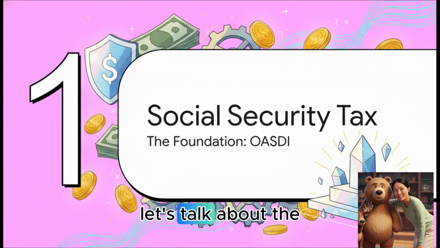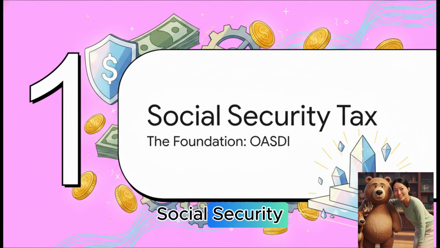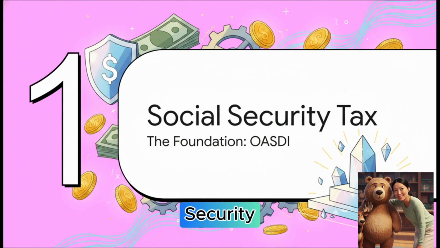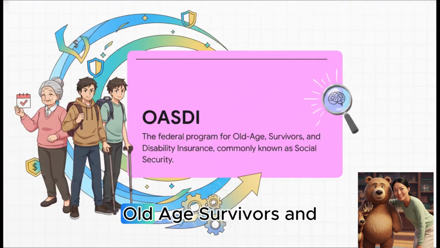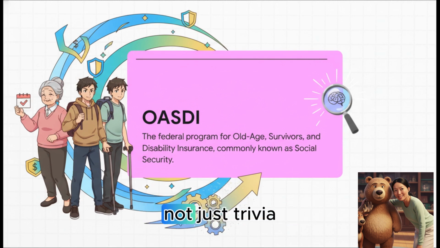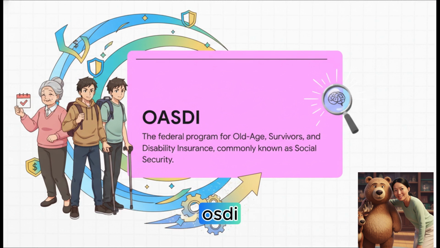First up, let's talk about the cornerstone of federal payroll taxes, Social Security. Now, on the exam, you're not always going to see it called Social Security. You need to know its official acronym, OASDI. Knowing the full name, Old Age, Survivors, and Disability Insurance, is really crucial. It's not just trivia. It actually helps you remember what the program is all about. For the exam, you've got to make that connection between Social Security and OASDI totally automatic in your mind.